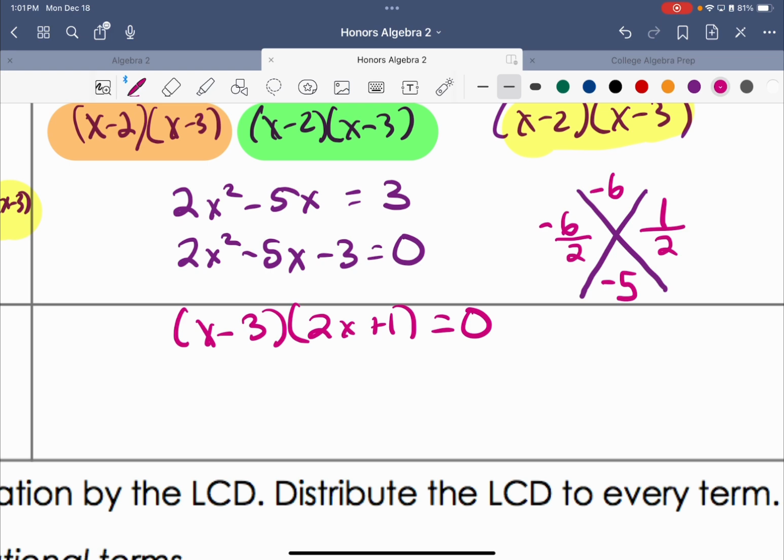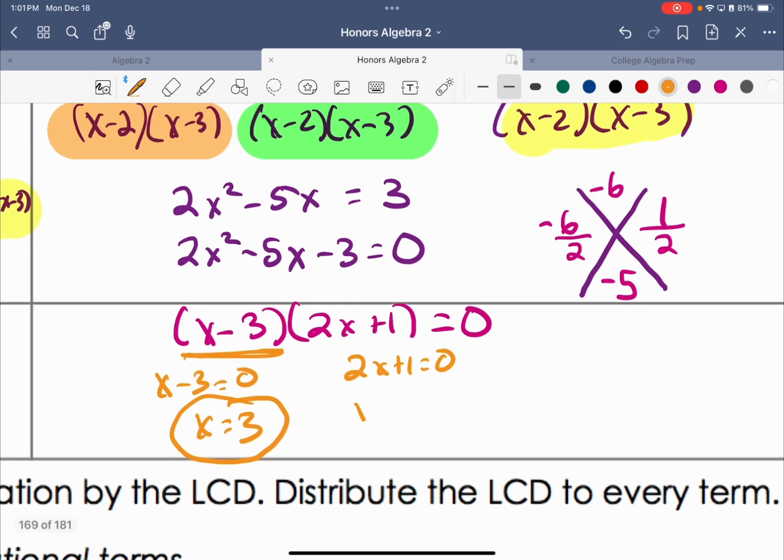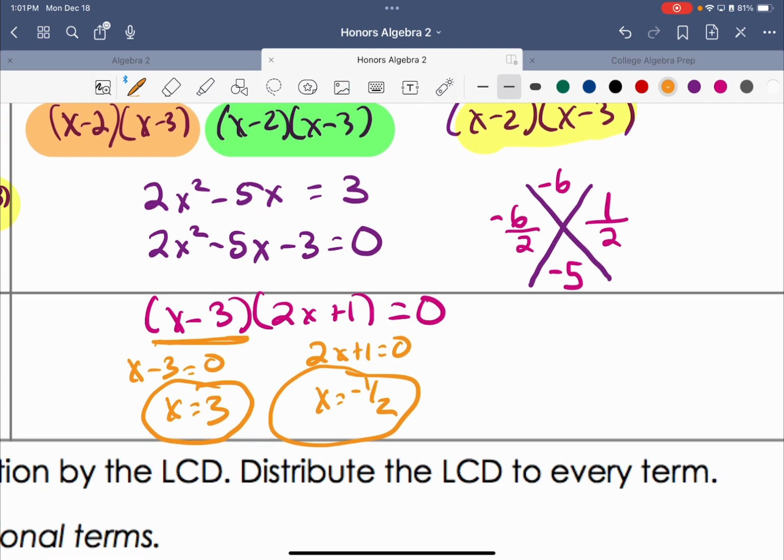We have to solve. So what makes that 0? X minus 3 equals 0. X equals 3. 2x plus 1 equals 0. Subtract 1, divide by 2. X equals negative 1/2. Okay, so those appear to be our solutions.